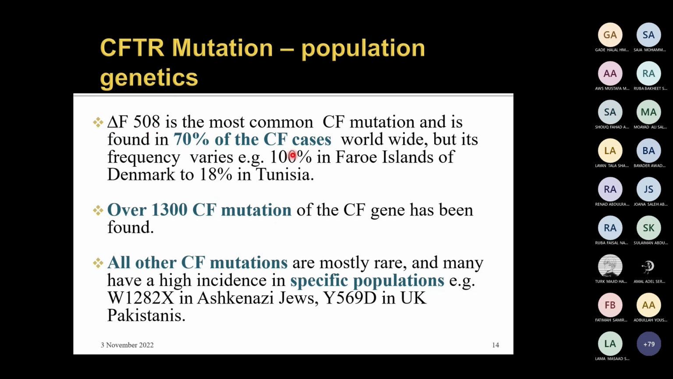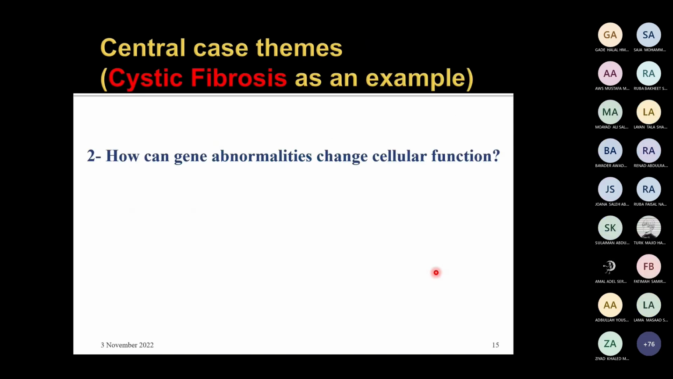In the UK, for example, when we test for cystic fibrosis, automatically we go for the delta F508 mutation. While if it is a person coming from a Jewish population, it will be that mutation. In the Pakistani population, it will be that mutation. And this is very important for you to understand.